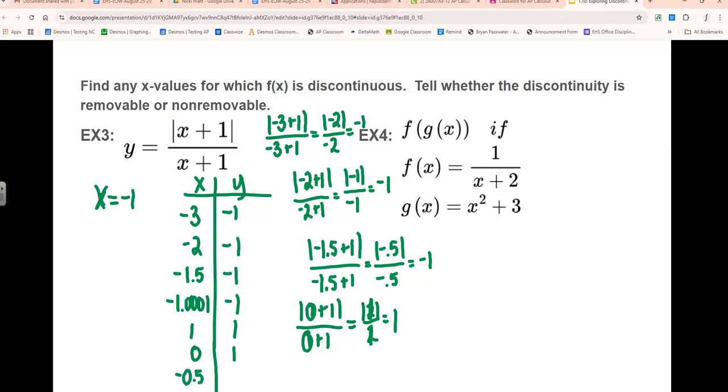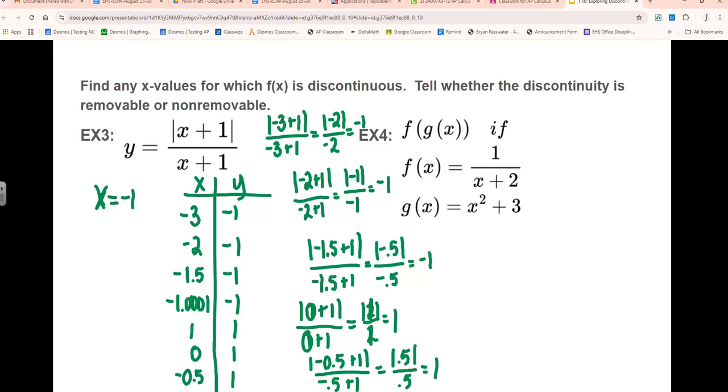If I try, like, -0.5, I've got absolute value of -0.5 plus 1 over -0.5 plus 1. I get absolute value of 0.5 over 0.5. What am I getting again? 1, right? If I did, like, -0.999999999, what would I get? 1. So what's happening with this is I don't actually have a vertical asymptote on this.